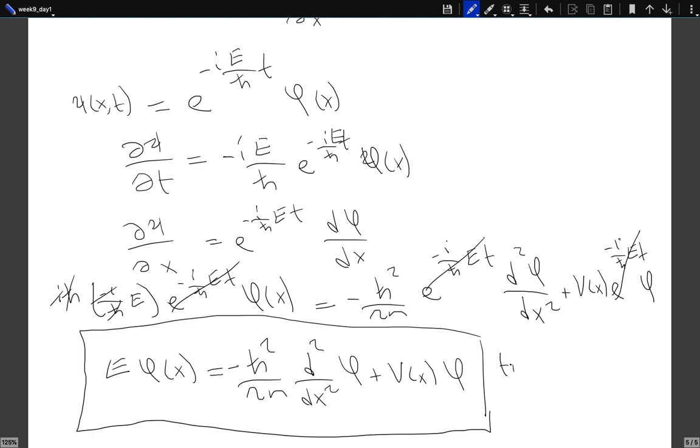This is what is called the time-independent Schrödinger equation. Now, why are we looking for such a solution? Because quite often, when we create our systems, we fix the energy. Energy is being conserved, it cannot change. So what I'm looking for now is the possible energy values.